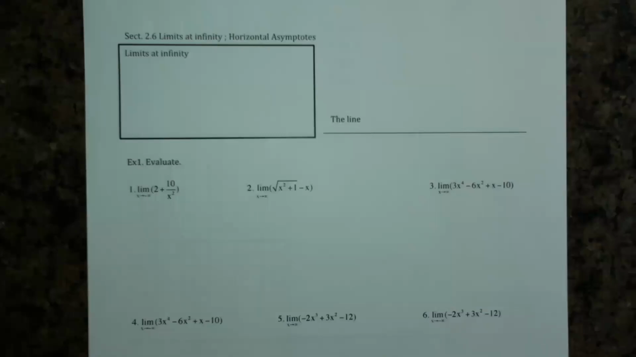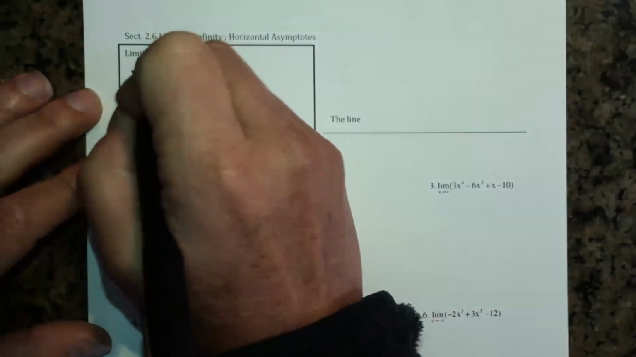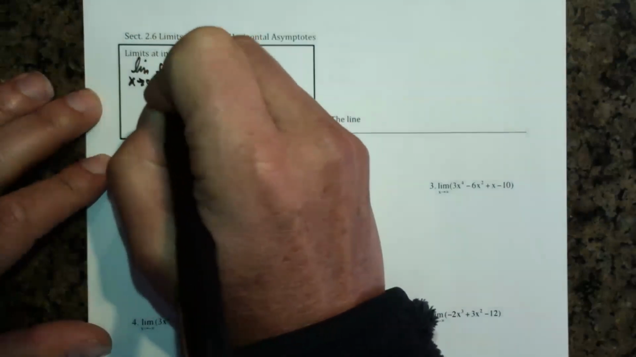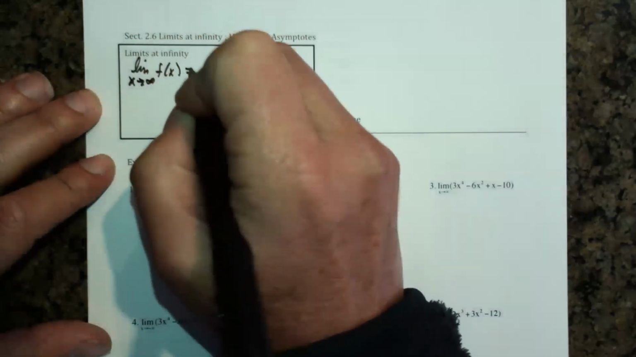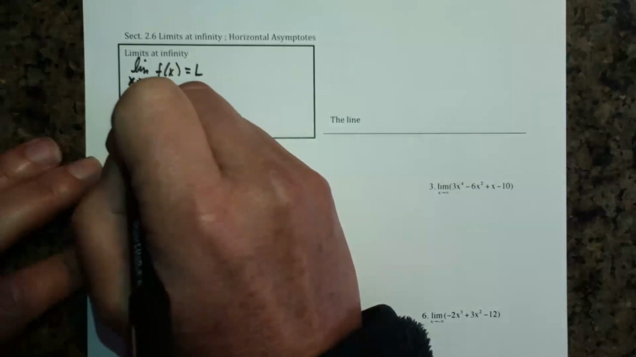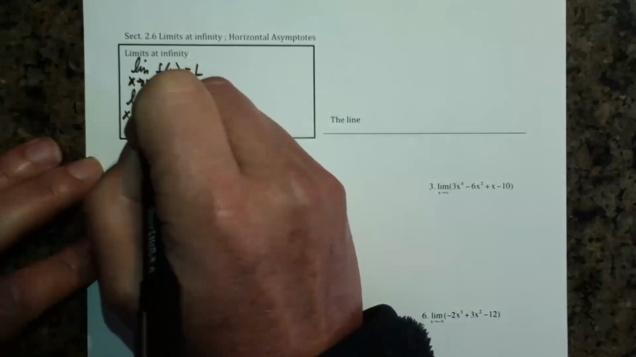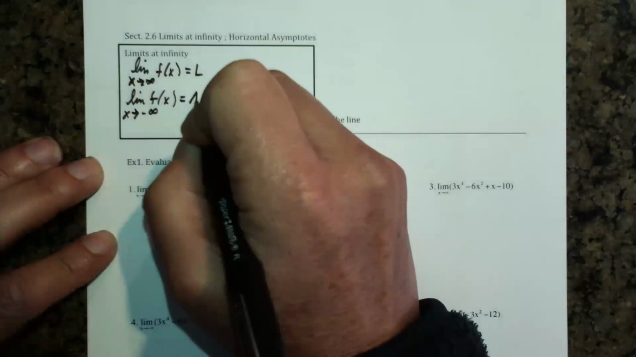Welcome back, everyone. Today, we're going to be talking about section 2.6, which is limits at infinity and horizontal and some vertical asymptotes. We'll deal with both of those. And what we're looking at here is a limit as x is approaching infinity of some function f that presumably has some sort of a limit itself, as well as the limit as x is approaching negative infinity.